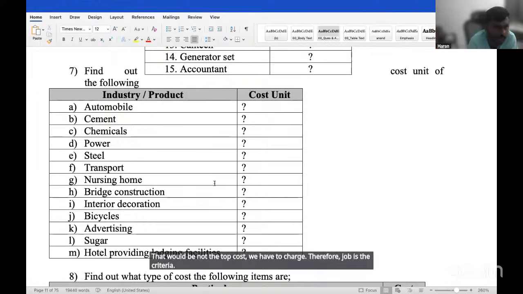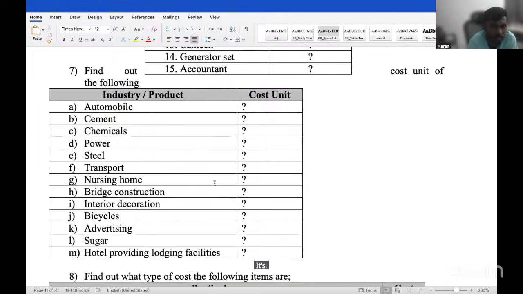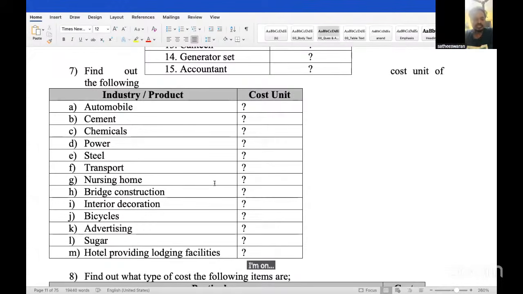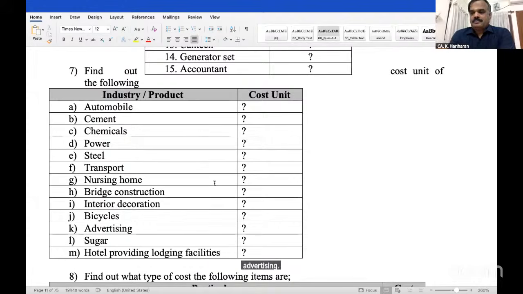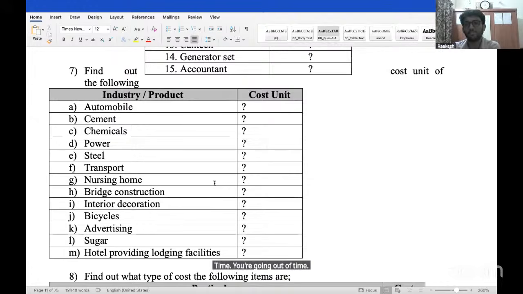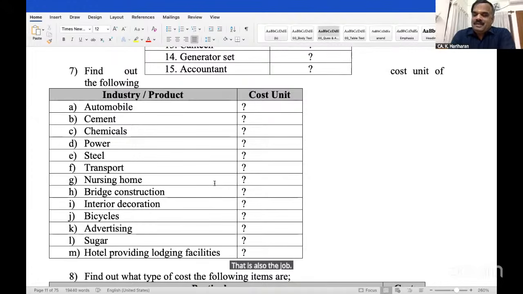Next. Bicycle. Number of units. Advertising. Time. Number of jobs. How much time, that is also a job. It is the number of jobs.